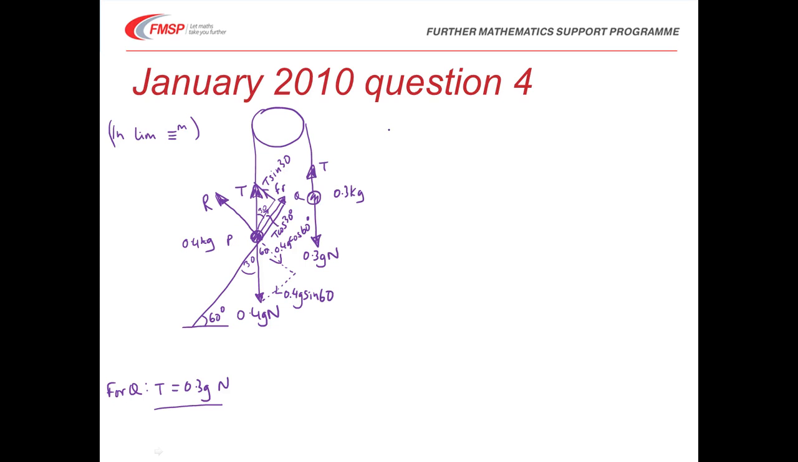Let's carry on then. So, for particle P, what do we know? Let's consider the forces perpendicular to the plane first, and that's because it'll enable us to find R, and I need R to deal with the friction. So first of all, perpendicular to the plane, what's going on? Well, I've got R upwards out of the plane and T sin 30. R plus T sin 30. And that's equal to the component in the opposite direction, 0.4g cos 60.